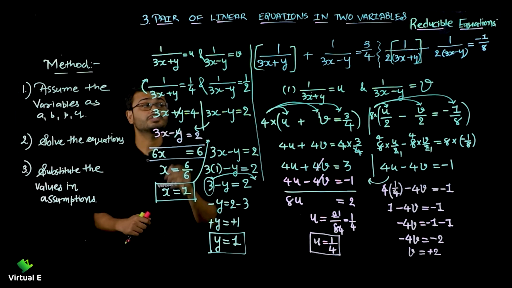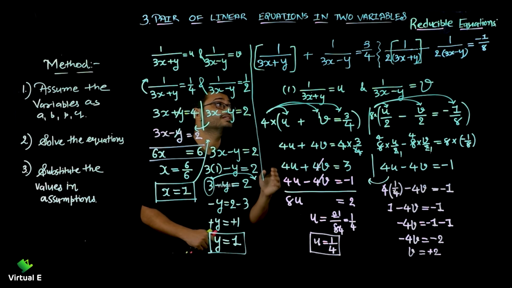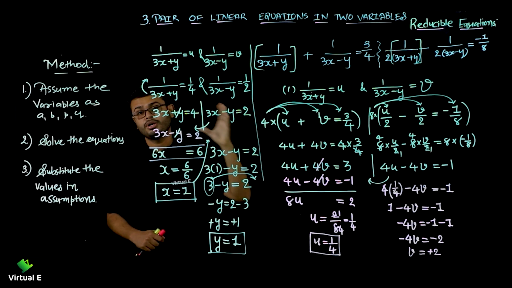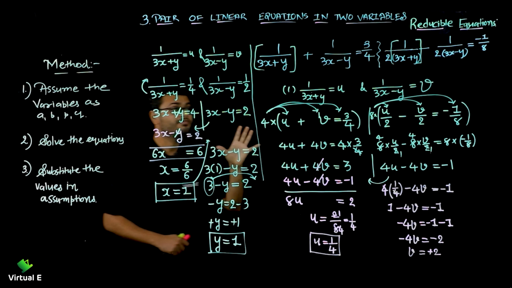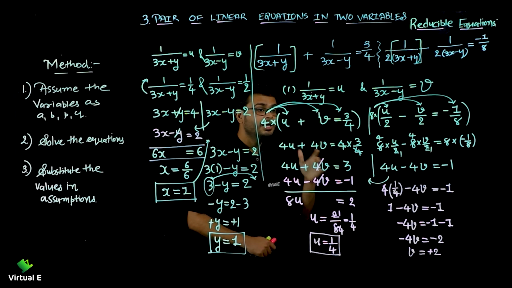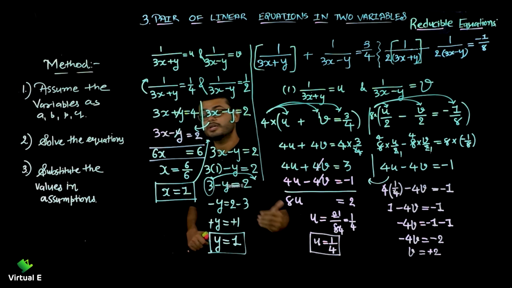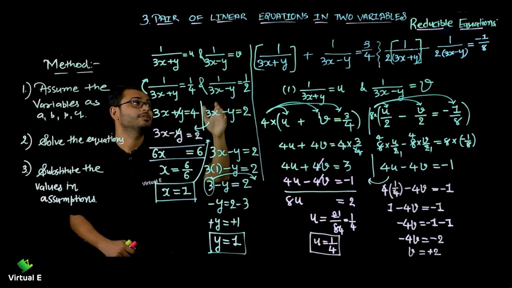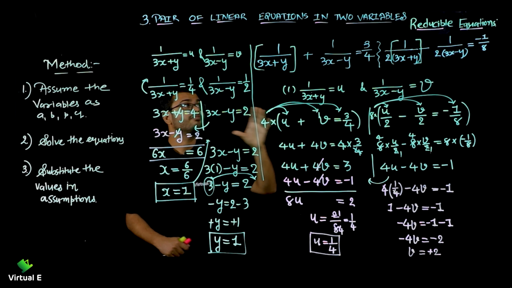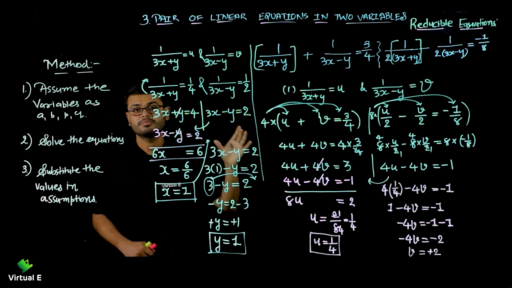So this is how we solve equations when they are not given directly in the form of x and y, but we convert them into other forms, then we solve the equations, then we substitute the values. These kinds of equations are called reducible equations.